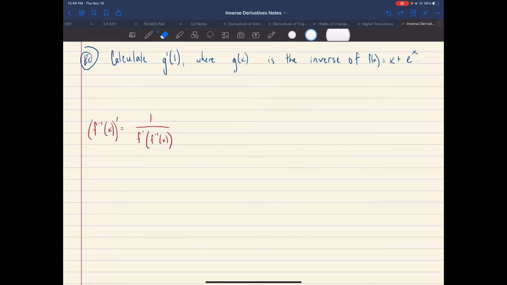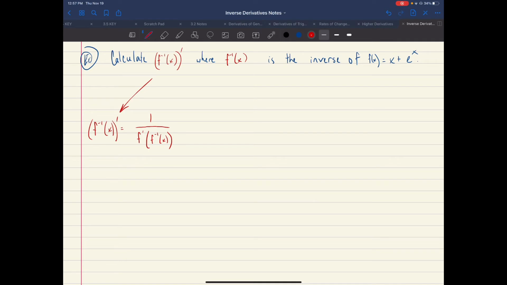Okay, in this example, calculate g prime of 1, where g of x is the inverse of f of x equals x plus e to the x. So this is an example where I would actually change these g's to f's. So I'm going to erase those and replace them with f notation, because it makes more sense to me. It's easier to follow. So f inverse is the inverse, and then we're looking for f inverse of x prime, which is, now it matches this formula. Now there's less confusion there.